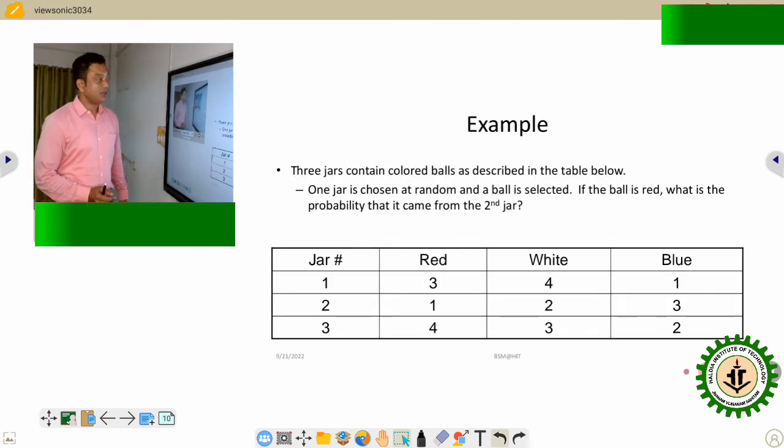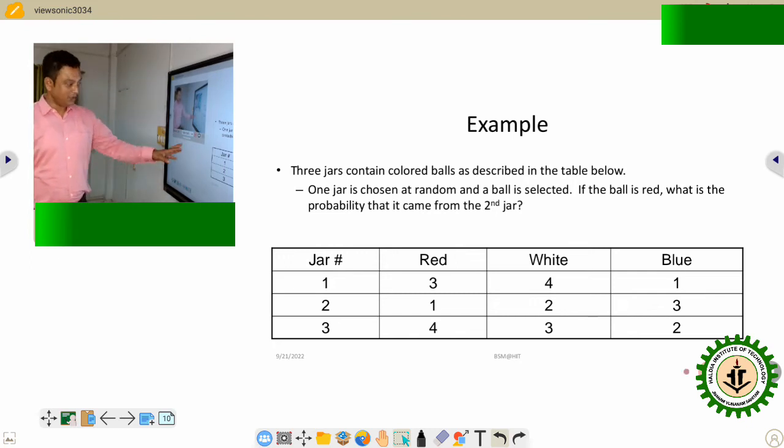There are 3 jars containing colored balls, described in the table. Look at this, jar 1, 2, 3. Jar 1 contains this number of red, white and blue balls, and also jar 2 and jar 3. Now one jar is chosen at random and a ball is selected. Which jar is chosen is not discussed here.